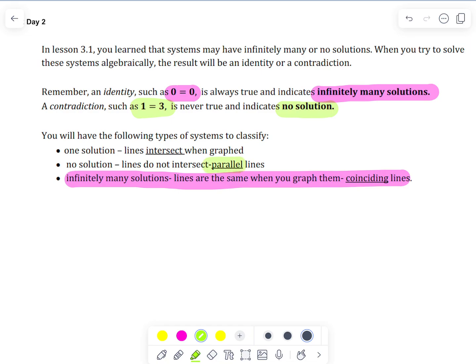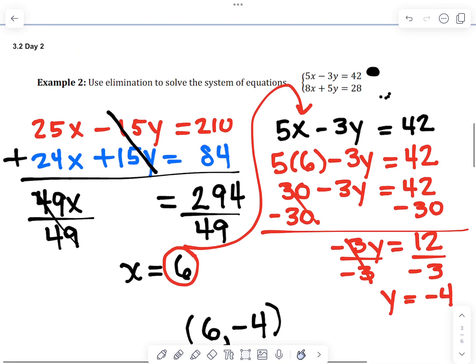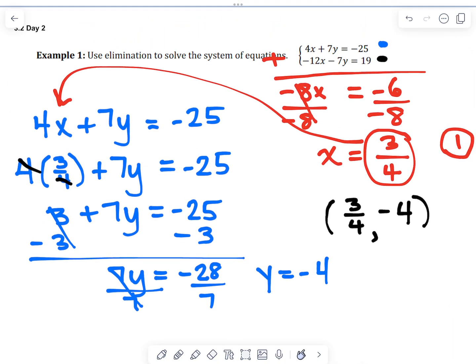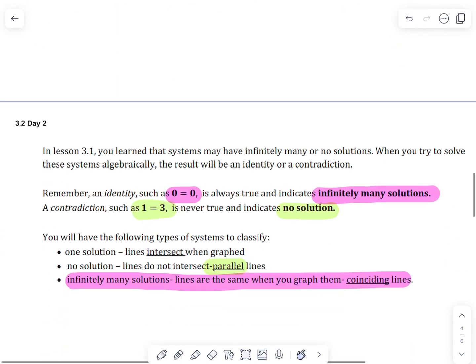And what we've seen in the previous couple examples, this example here and this example here, those are where the two lines intersect. So they're one solution.